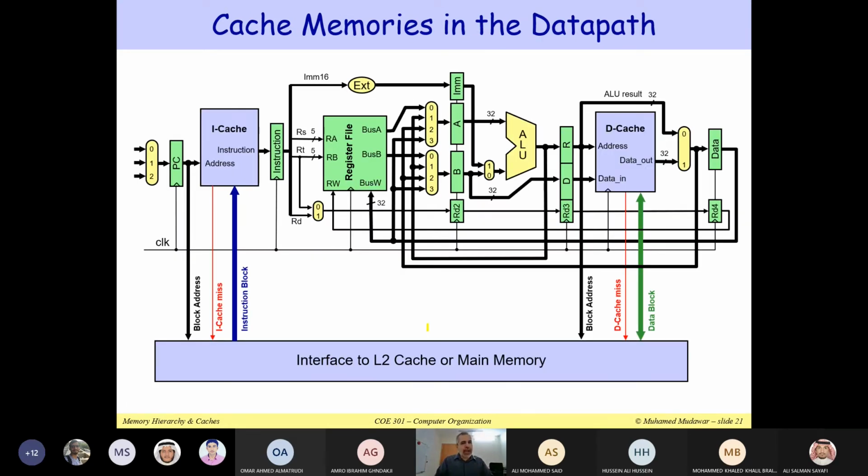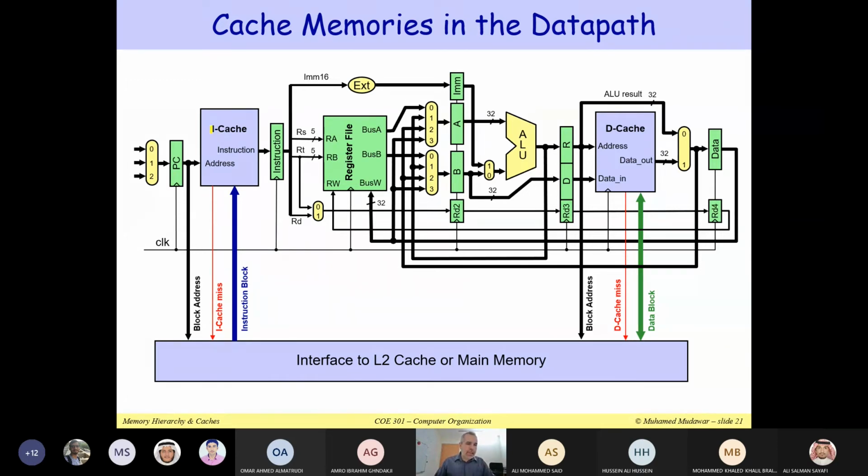Now we can introduce cache memories in the data path. This is the same data path that we have seen. This is our simple pipeline CPU. We cannot really have an instruction memory and data memory because we cannot fit the entire program inside the instruction memory, and we cannot fit all the data inside the data memory. So these are really cache memories. The cache memory is part of the CPU. It's an integrated part of the data path inside the CPU.